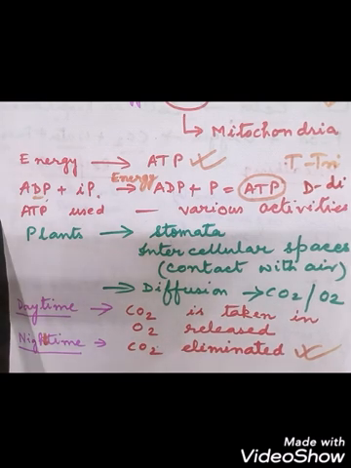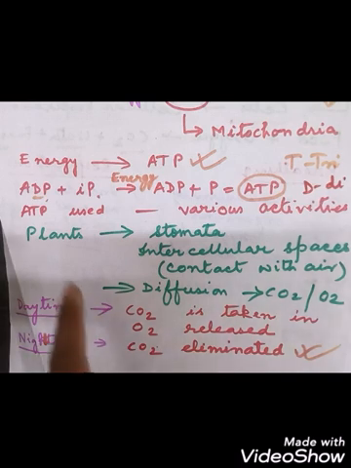So this was all about the production of ATP, and we have discussed what happens in the presence of oxygen and absence of oxygen. Now, aerobic respiration and anaerobic respiration. Aerobic respiration is what? This is in the presence of oxygen, and anaerobic respiration is in the absence of oxygen.